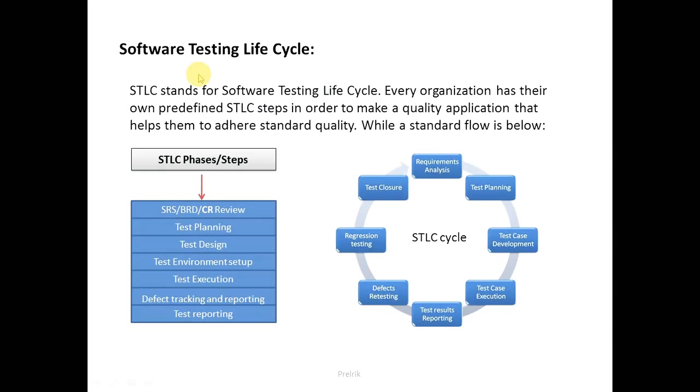Now we come to the point, what is the software testing lifecycle. As we have talked earlier about what is software testing, here we'll talk about STLC phases and steps. It begins with the very first SRS, BRD, and CR review. SRS stands for software requirement specification, BRD stands for business requirement document, and CR stands for change request. A tester or anyone who is responsible for test planning will review the requirement document or change request document, and after having a proper understanding, they'll start test planning.